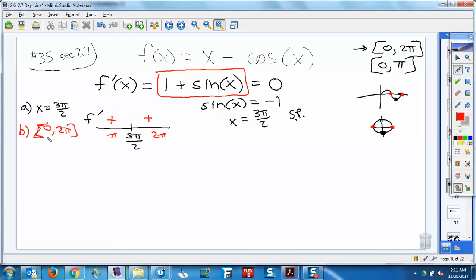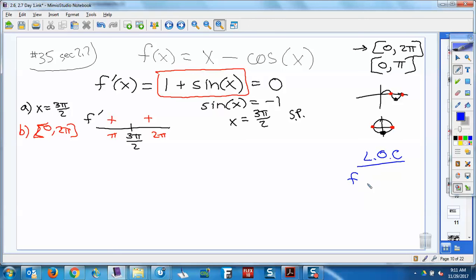Okay? So we must have what right here? A flat spot. Right? C, find the max and min values of f. Okay, that's our list of candidates. We plug those back into the original.